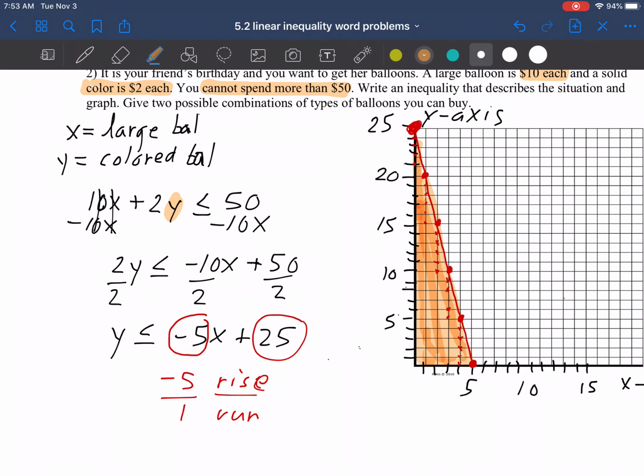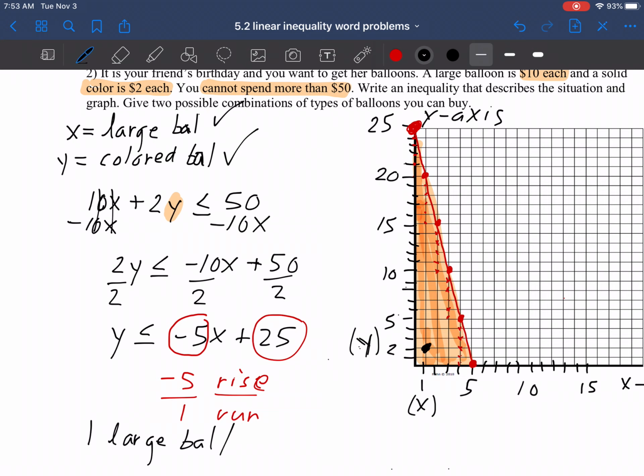Remember, this is your x value, this is your y value, which means if I pick 1, 2, don't forget, x was large balloons and y was colored. So when I say 1, 2, I'm really saying you could buy 1 large balloon and 2 colored, and you would spend less than $50. Try to find another answer.